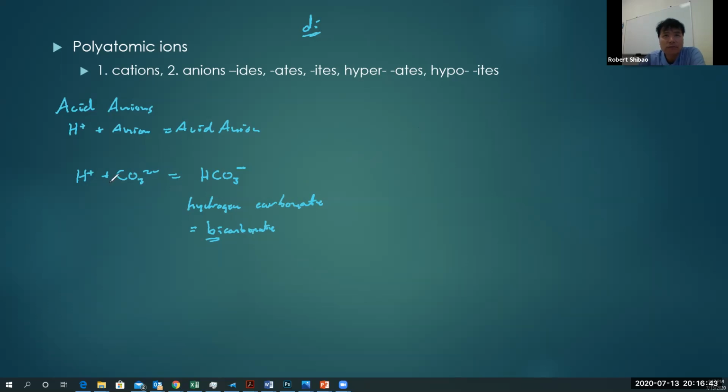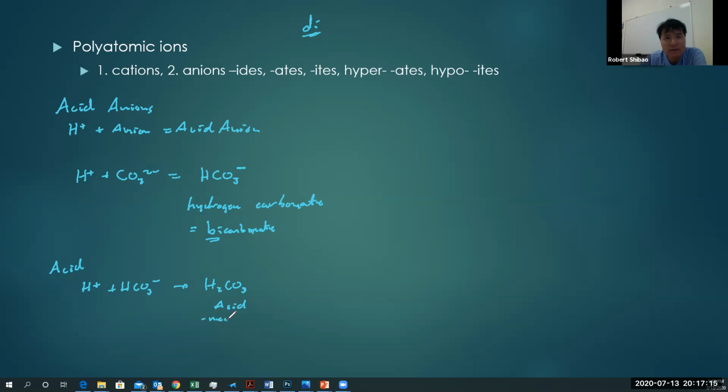Now, if we add another H plus, we get an acid. Acids are neutral. This is an anion. Anions have a negative charge. But let's say I take H plus and add that to HCO3 minus, then I get H2CO3. H2CO3 is an acid. Acids have no charge because now the charges are balanced. +1, -1 is H2CO3. It's neutral. All acids should be neutral.